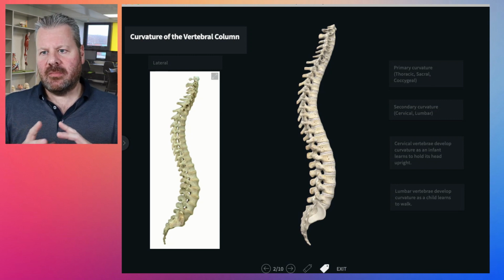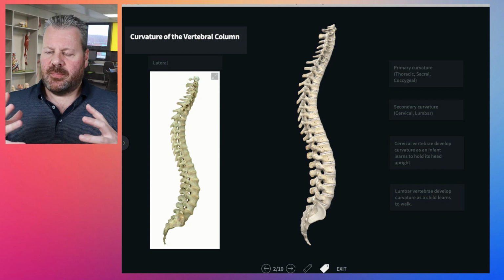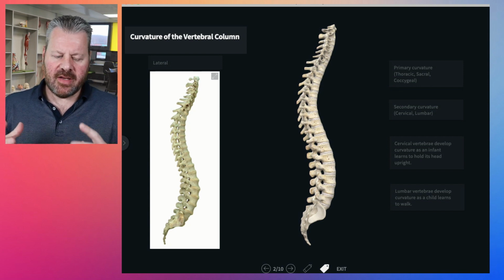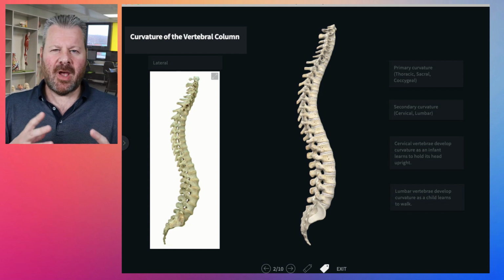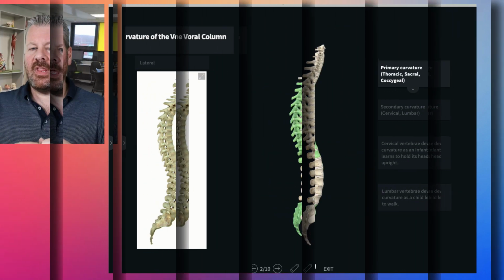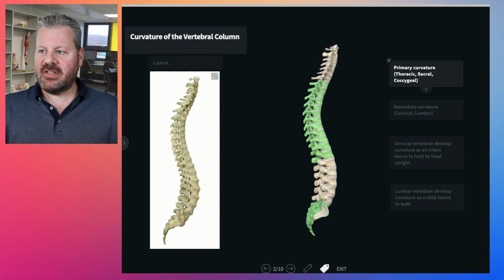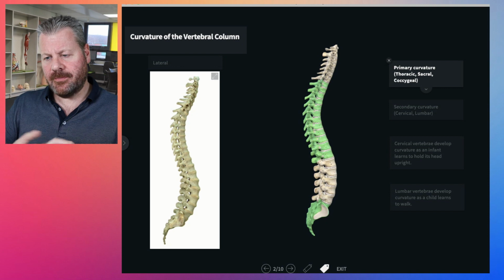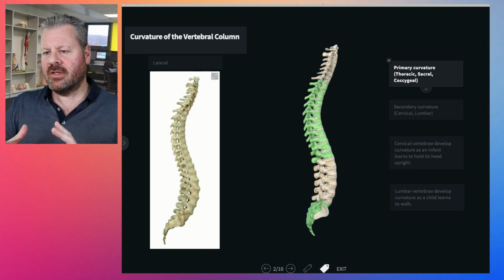The vertebral column is split into curves, and these are primarily there to give us a little bit of shock absorption and contribute to the biomechanics of the spine as a whole. The primary curves are the kyphotic curves, and they are the thoracic, sacral, and coccygeal curves. We talk about kyphosis or a kyphotic curve.